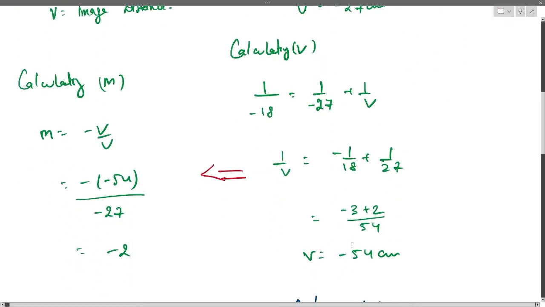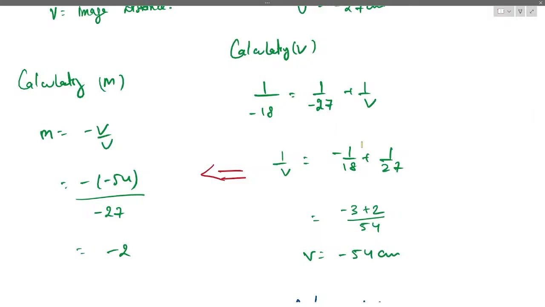Substituting the values of u and f in this equation, we get v equals minus 54 centimeter. That is, the image is on the same side of the mirror as the object, because it is negative. Now we can calculate the value of m, that is minus v by u. Substituting the values of v and u in this formula, we get a value of minus 2, that is, the image is magnified and it is real.